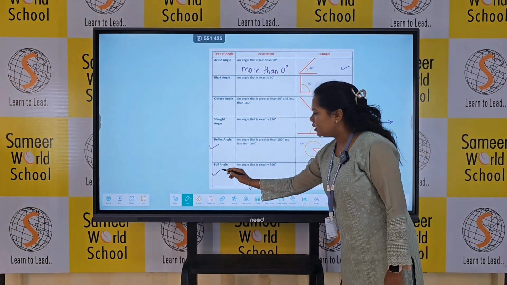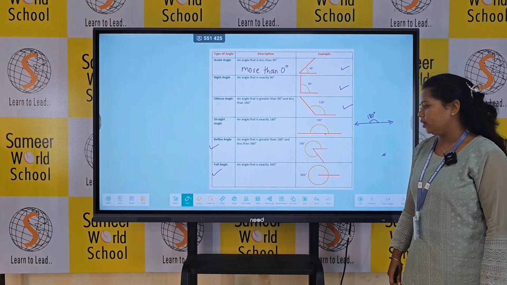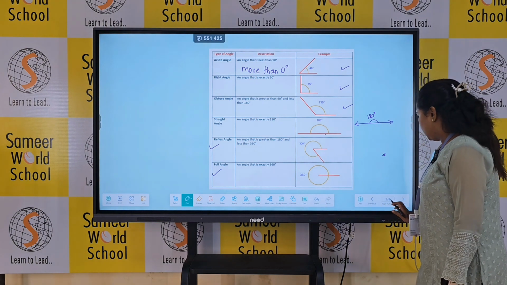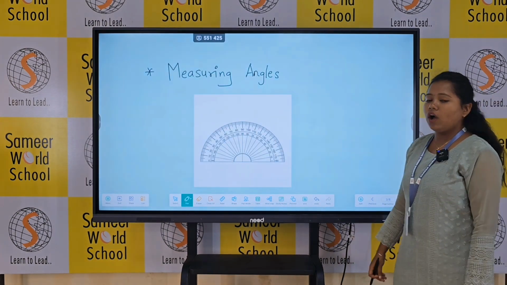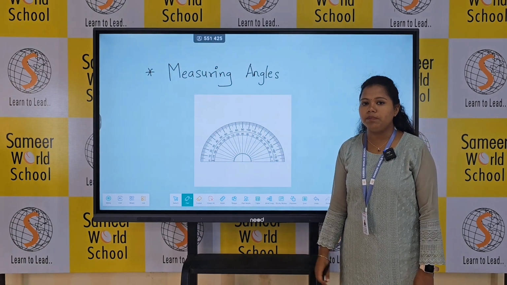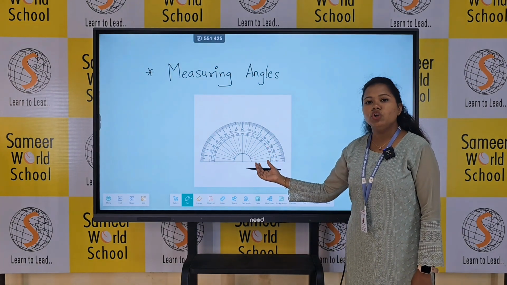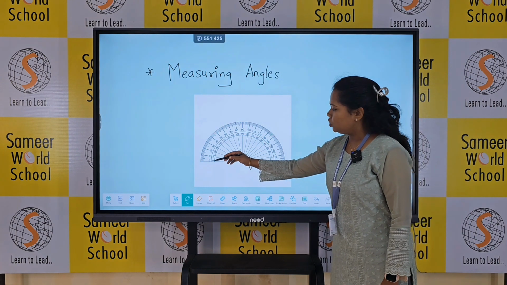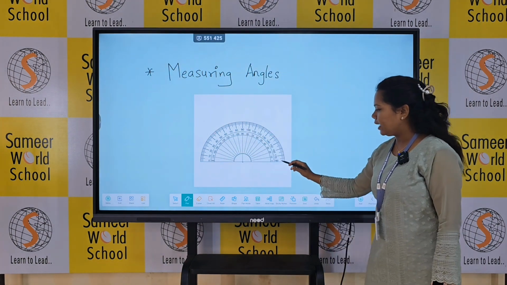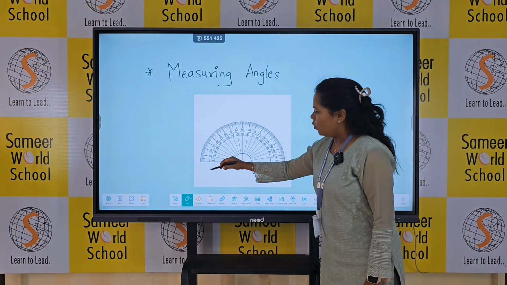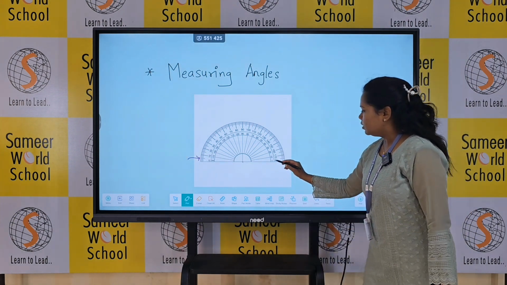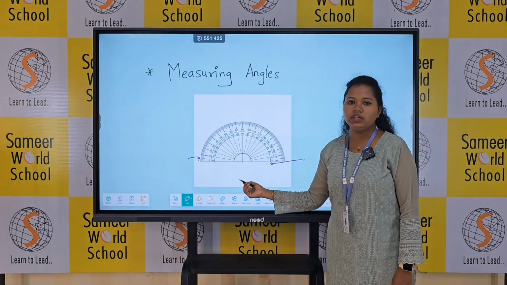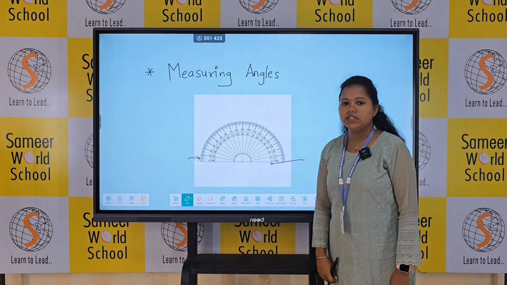The last angle is full angle. This is also called complete angle. An angle which exactly measures 360 degree is called complete angle. Next, let's see how we are going to measure an angle with the help of a device. This device is known as the protractor. If we look at this device, it has the center point and we can see two scales which are starting from 0 and ending at 180. This is the outer scale and this is the inner scale. Depending on which side the horizontal arm of the angle is present, we use these two different scales.